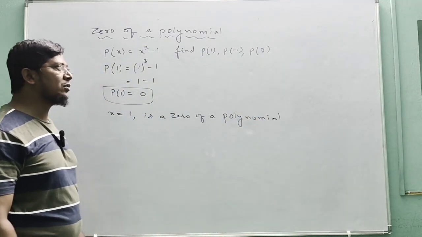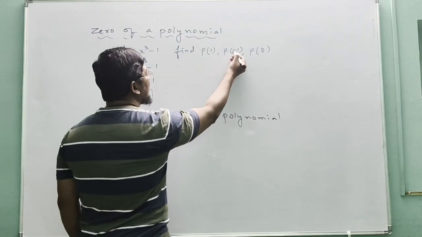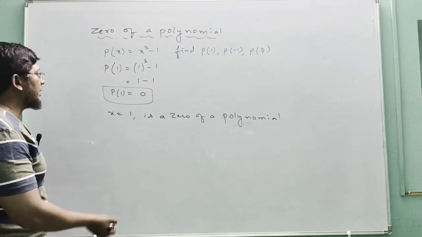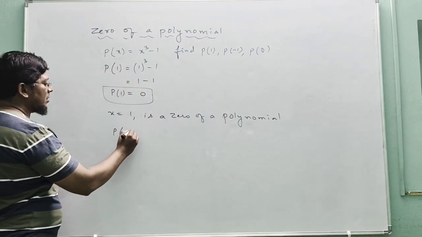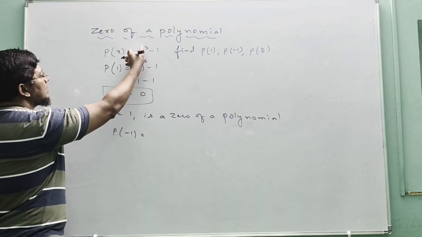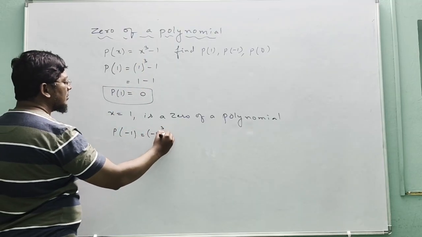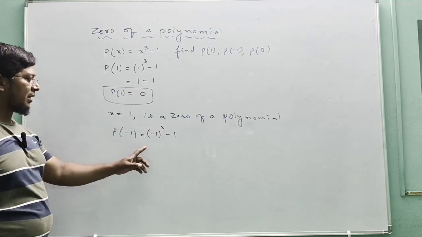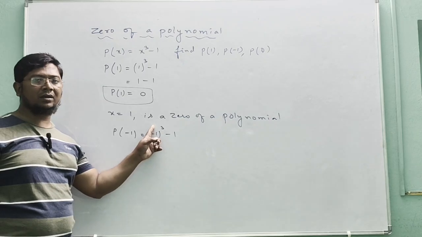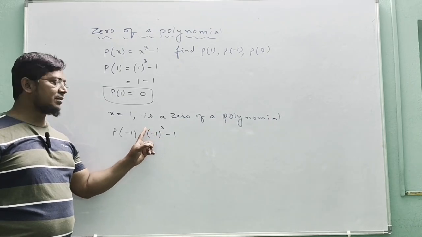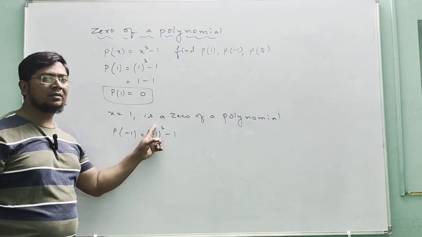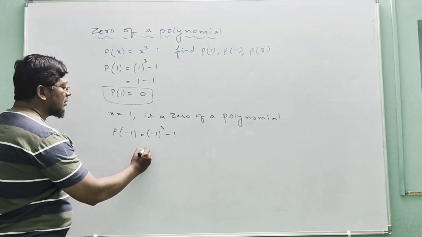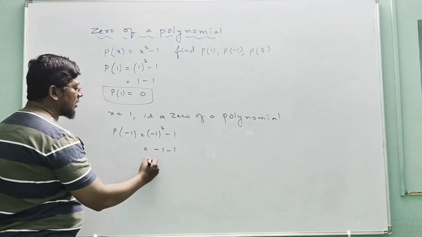What is the second value? p of minus 1. We check again. We have to substitute minus 1 in place of x: minus 1 power 3 minus 1. Here minus 1 power 3, and 3 is an odd number. If the power is an odd number, then minus 1 power odd is minus 1. Very good. So minus 1, and this is also minus 1.